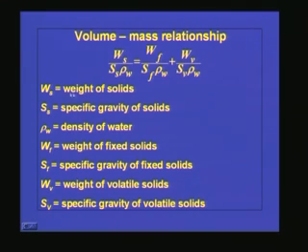Here Ws is the weight of total solids, and Ss is the specific gravity of total solids, which includes both volatile and fixed solids. And ρw, as all of us know, is the density of water. Wf is the weight of fixed solids and Sf is the specific gravity of fixed solids, and Wv is the weight of volatile solids and Sv is the specific gravity of volatile solids. So if you know the weight of fixed solids and volatile solids and their specific gravities, we can find the volume of total sludge or the weight of total sludge, etc.